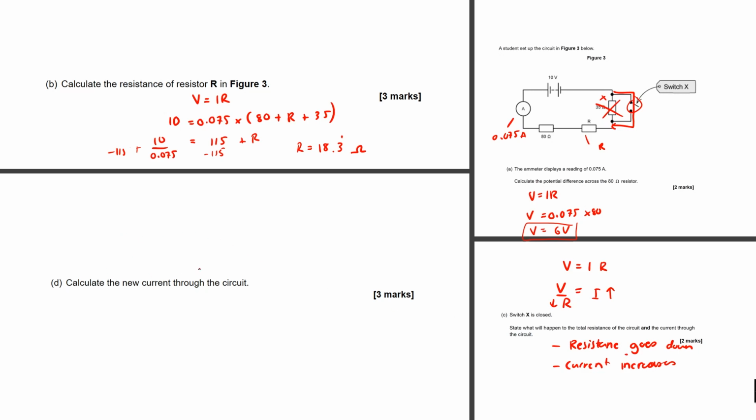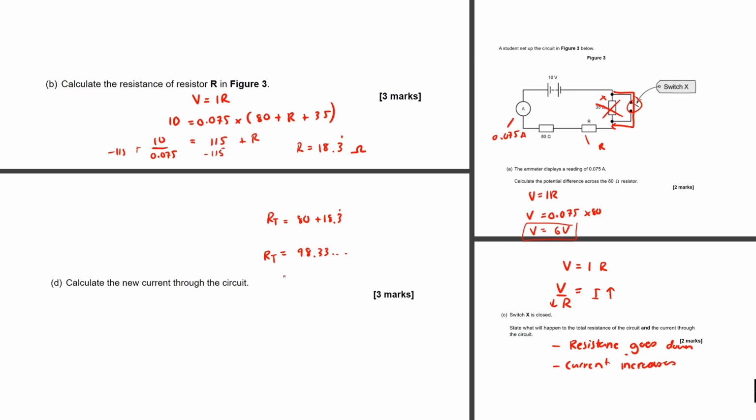Then for D, it says calculate the new current through the circuit. We need to calculate the new current now, knowing that we don't have that resistor anymore. So we've got two resistors. We need to find the total resistance. So RT equals 80 plus 18.3 recurring, and our final answer should be 98.33, recurring.